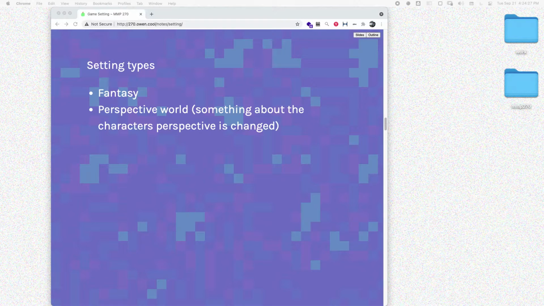No worries. So we're going over different settings for games, the different types of settings and sort of what makes them different. We already talked about fantasy. So now we're talking about perspective world. This is one that is maybe a little more niche. But it basically means that for the main character, something about their perspective on the world is different from the rest of that world. If you guys have any examples, we can do that, and then I'll give you one of my examples.